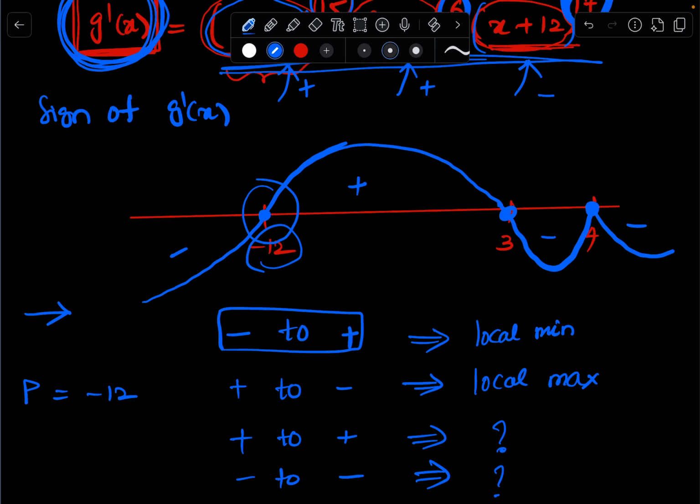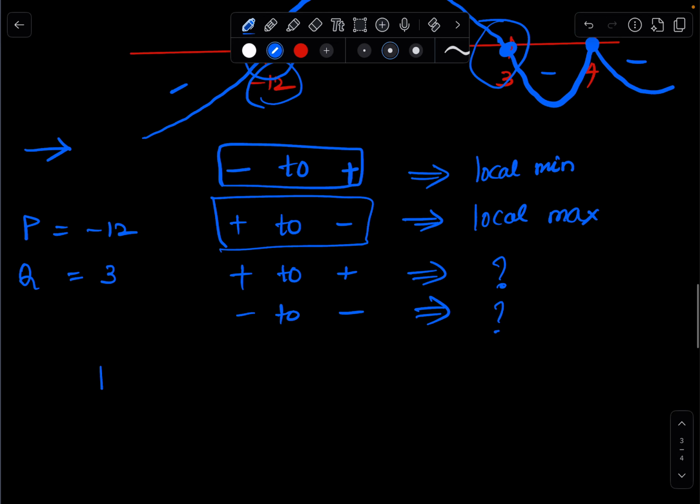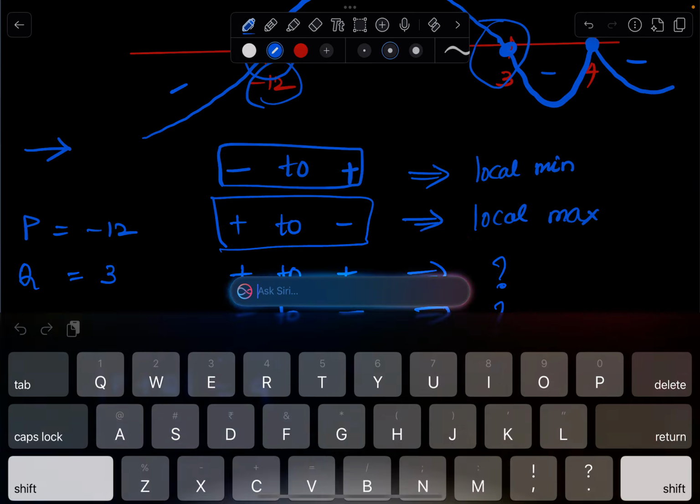And for local maxima, the transition has to be from plus to minus, which happens only at 3. So your q is 3. This is the local maxima. Now you have to find out the value of modulus of p plus q. That will be your 9. Such a beautiful question it is.